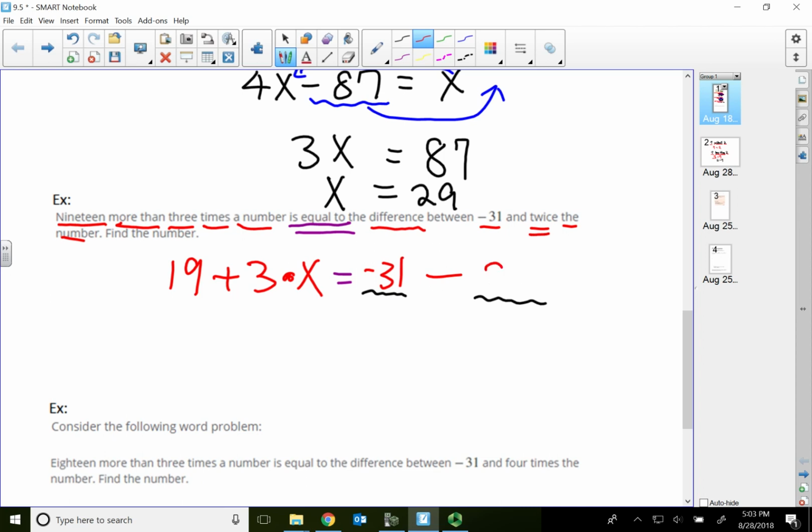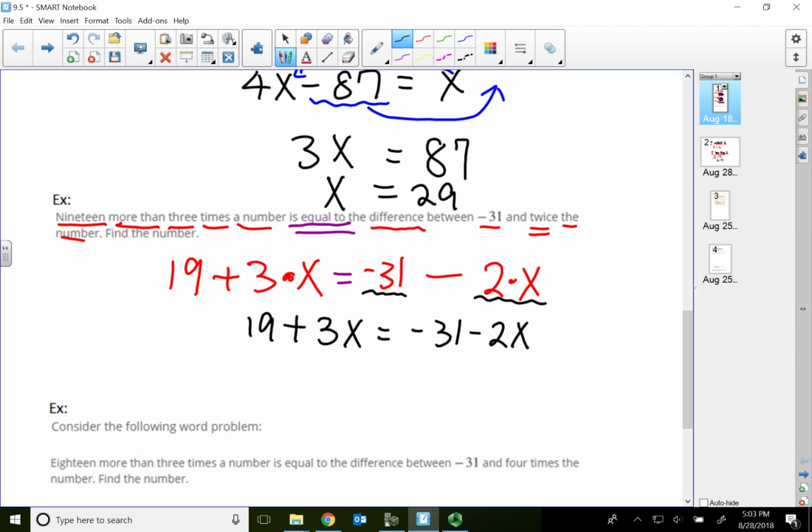When I see twice, I write 2 times the number, which is x. The difference or the subtraction between negative 31 and twice the number. So this whole equation is translated to be 19 plus 3x equal to negative 31 minus 2x.